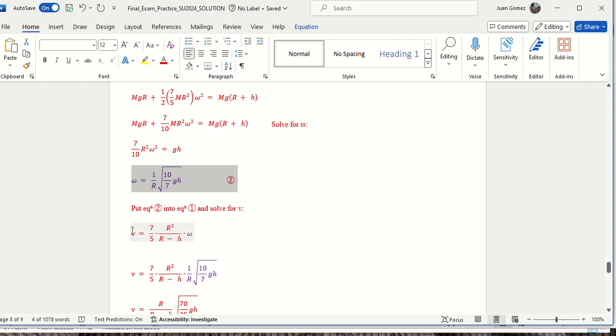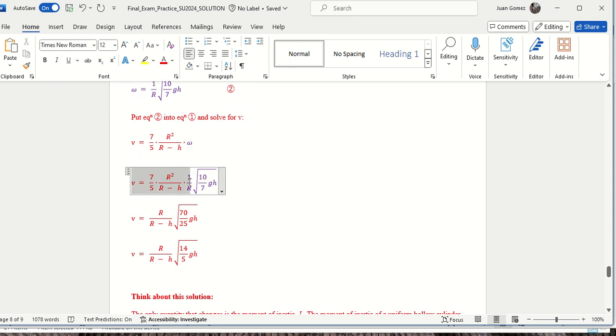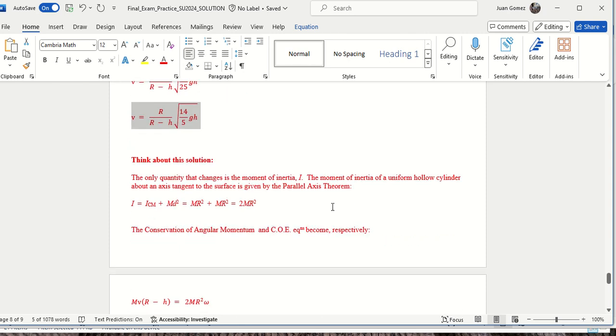Well, I've rewritten equation 1 right here, and notice the omega is in the purple. Then I go ahead, and what is omega? Well, this omega is given by equation 2. So next line, right here. Then do the algebra, but at this point just simplify it. And this simplifies to this expression for v: R over R minus h, then radical 14/5 gh. Technically the above equation is correct, but 70 over 25 can be simplified. And that's it.